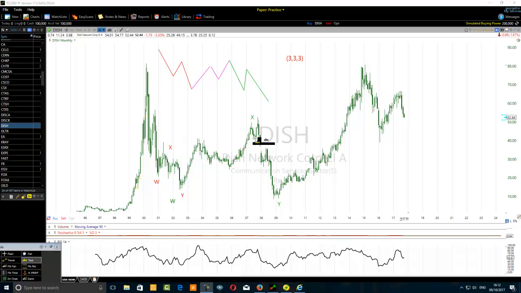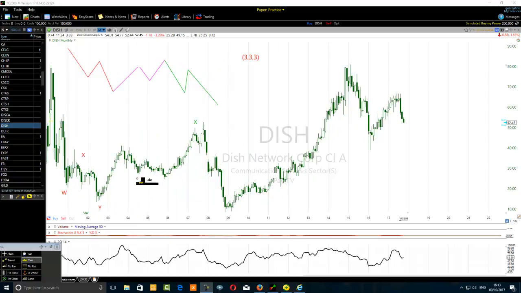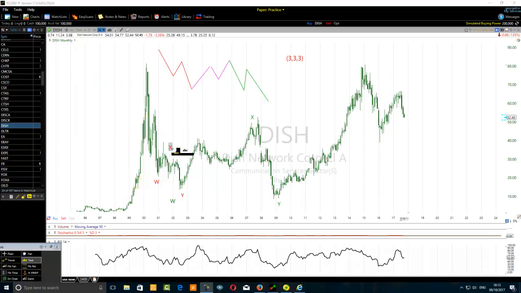So we know the structure of the zigzag pattern is the internal wave 3, 3, 3. Very important, I'll clarify it now. It's all corrective wave. But I want to concentrate on the X. You remember we talked about the X wave before? If you remember my videos, I talked about the X wave.